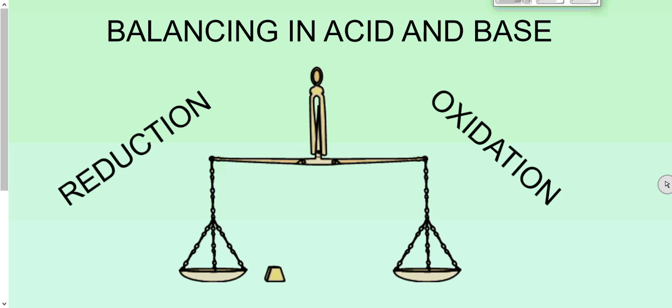Okay, grade 12s. Today we're going to take a look at one more style of balancing, and this one's probably the most flexible: balancing an acid and base solution. A lot of redox chemistry requires the solution to be somewhat acidic or somewhat basic, and we're going to start taking a look at how we can use that to help us balance a reaction.